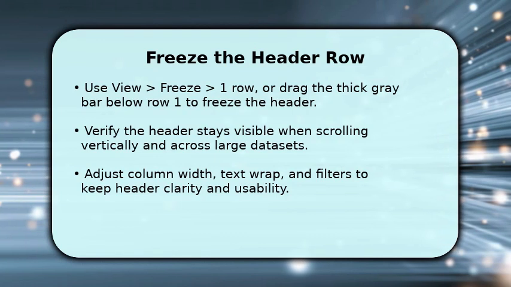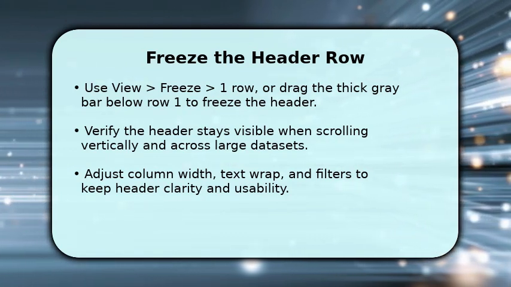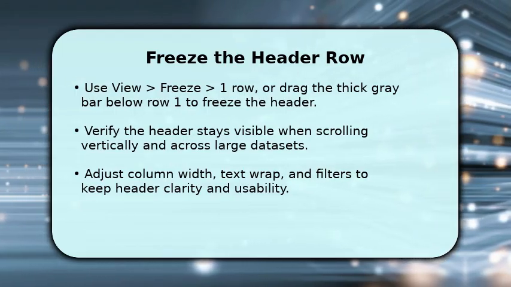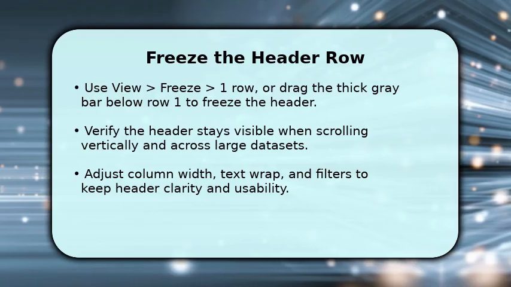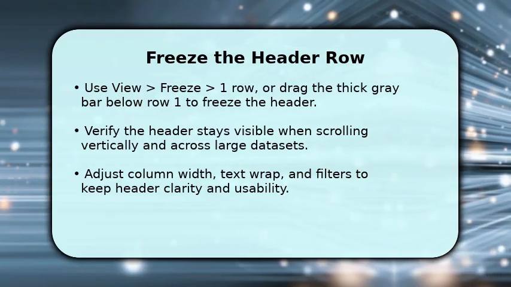Now you freeze that header so it stays in view. Go to View, choose Freeze, then one row, or drag the small gray bar below row 1 downward until it locks. This ensures your labels remain visible as you scroll through thousands of rows, which speeds up data entry and review.